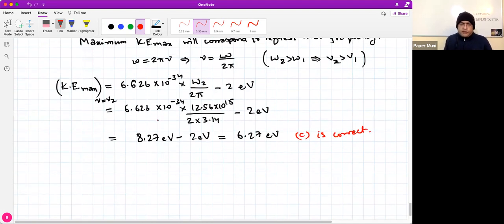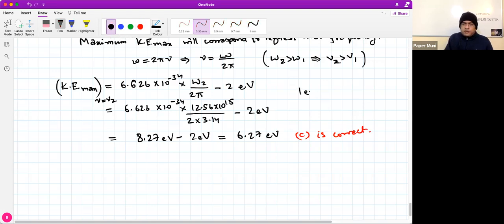Now, I hope everybody is getting this answer. This one was in SI unit, so you just convert it into eV. I'm not converting it here. This is in joule, the unit of h is joule second, so you have to divide by the conversion factor.